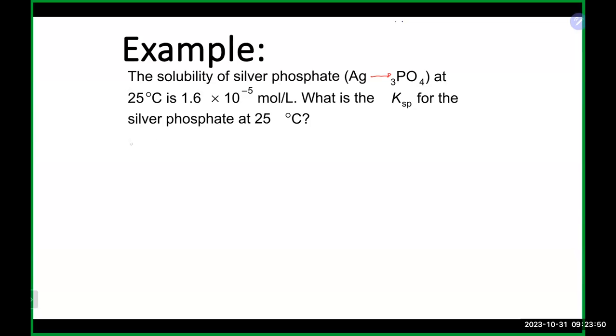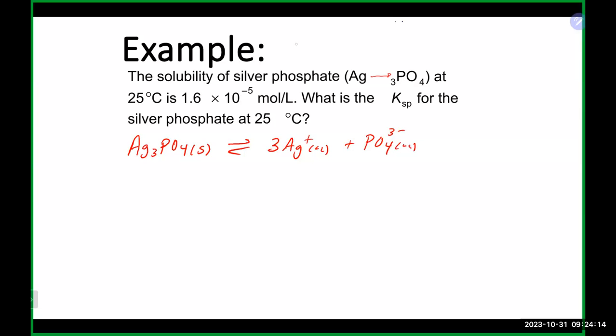So the first thing we want to do is write the equation of what's going on. Since we are looking for a KSP, by the way, even if you don't know your solubility rules, you can make a pretty good assumption that that's probably going to be insoluble. So this is a good way to think it. When this breaks apart, we will get 3 silver ions and a phosphate ion.